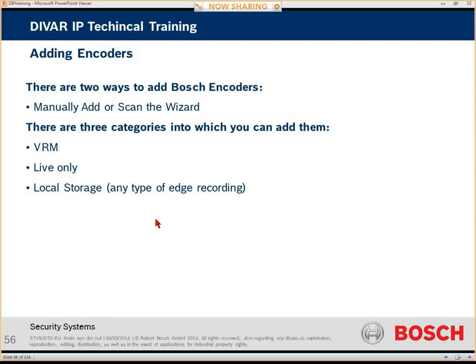Now the next step would be to start adding encoders into our configuration, into our VRM. In addition to adding an encoder or a camera to the VRM, we also have the option to add them as a live-only device or as a local storage device. A local storage device being with an SD card or an encoder with a compact flash card. And again, here we have the option to manually add or use the scan wizard.